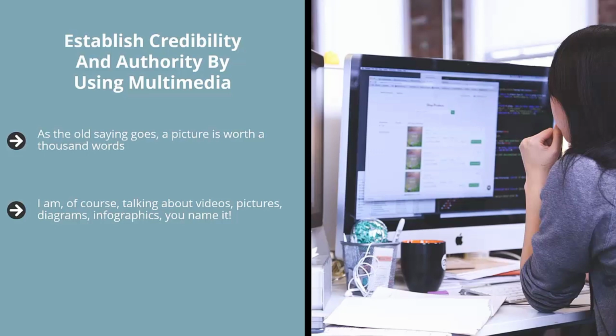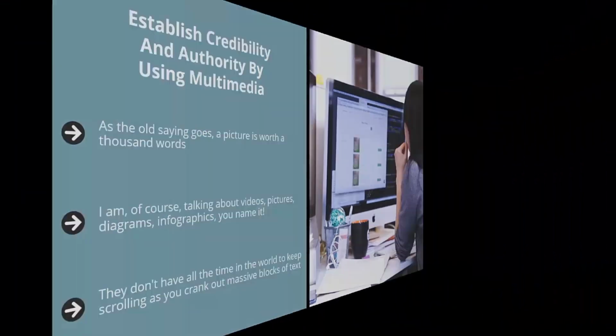Please understand that most people now view online content through mobile devices. They don't have all the time in the world to keep scrolling as you crank out massive blocks of text. You might want to break those pieces of text up. You may want to shorten those pieces of text and break up the boredom by using a picture, a diagram, or a video. If you do this, you are more likely to keep them on the same page, and you also increase the likelihood that they will click on a link to get deeper and deeper into your website.